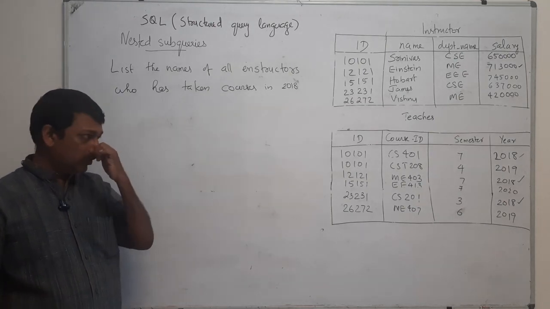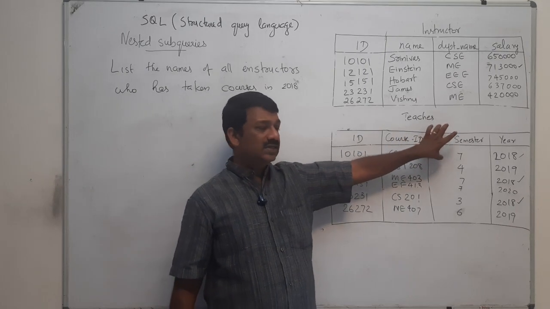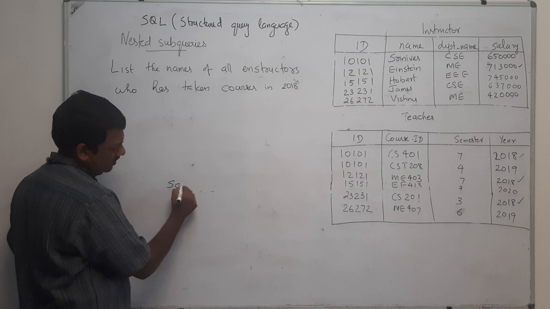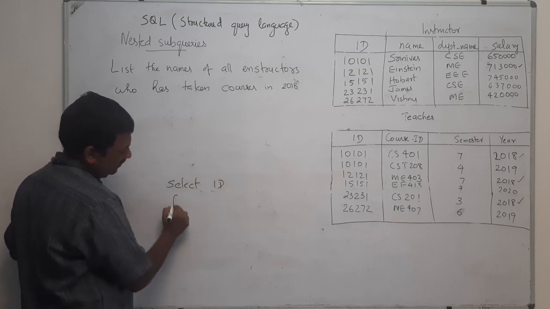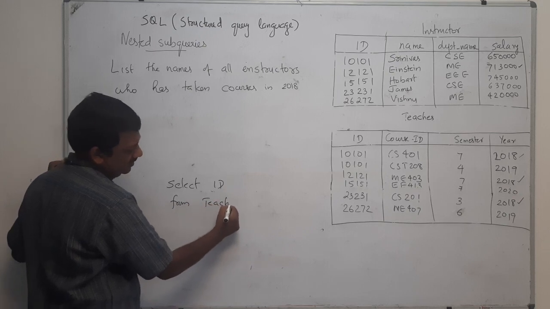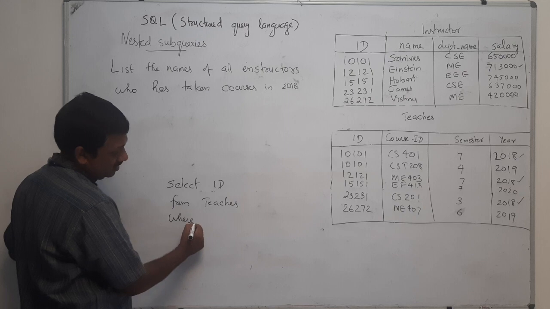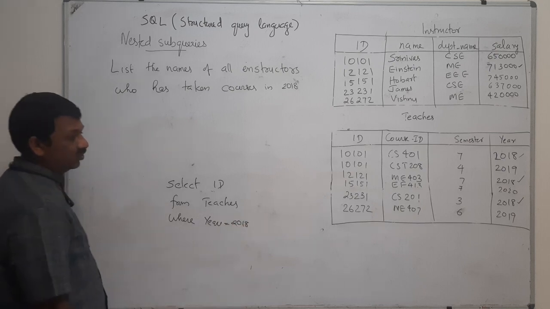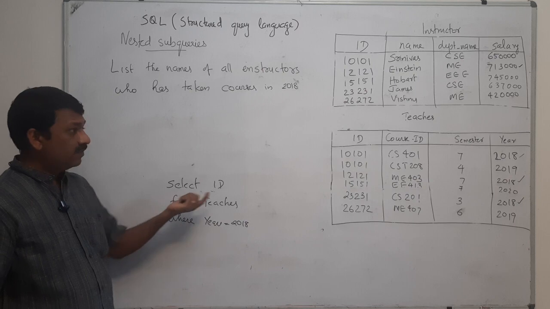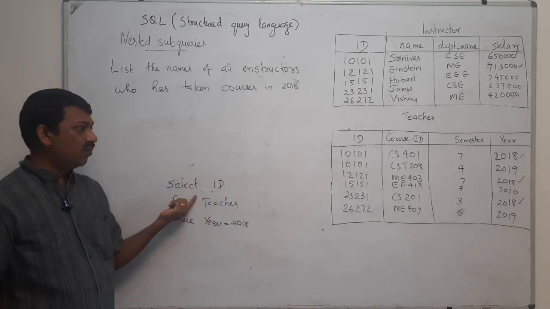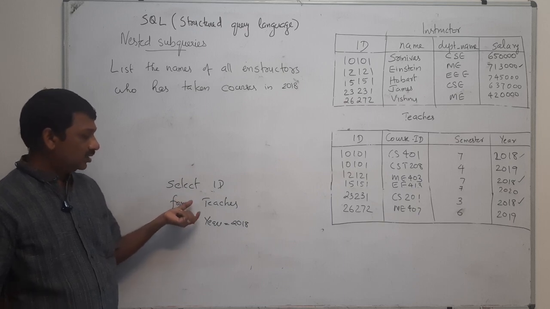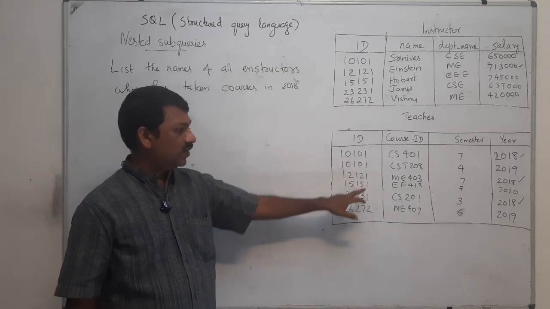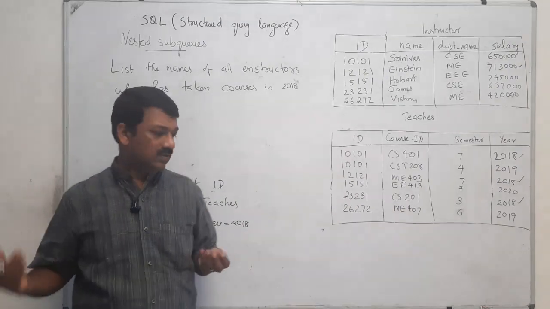But here, initially from the teachers table I am going to select the ID, that is, select ID from teachers where year equal to 2018. So from the second table, the IDs of all instructors who taught classes in 2018 have been retrieved. That means 10101, 12121, and 23231. All of them are taken by using this query.